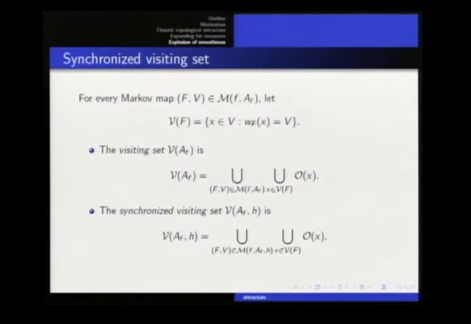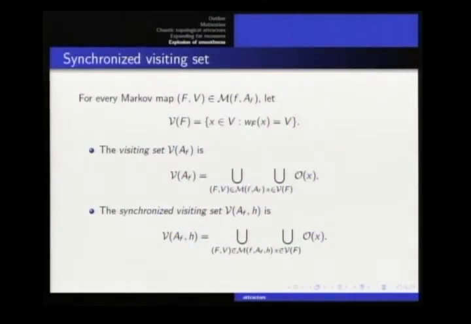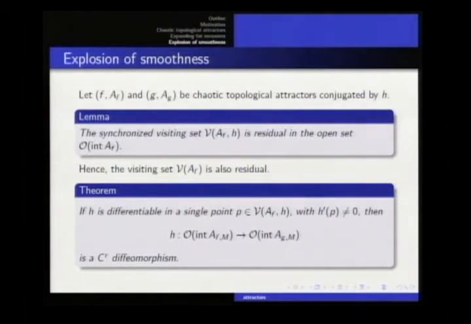So from this set, we construct the visiting set for the attractor as the union over all Markov maps. And the synchronized visiting set can be smaller than that one, because now I take the union of all these sets, but only for Markov maps that synchronize. When I have the H, they have to synchronize. When I don't have the H, I don't care if they synchronize or not. And so I can pass to the results.